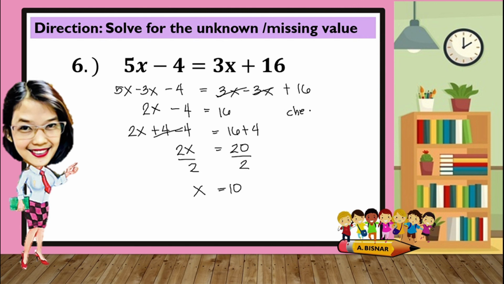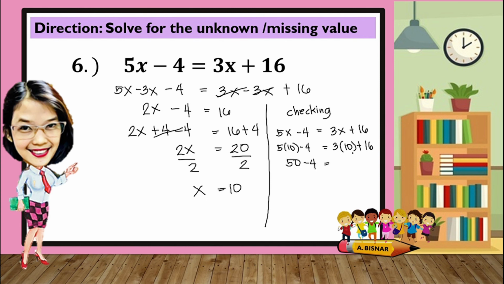For checking, we have here 5x minus 4 is equal to 3x plus 16. The value of x is 10. So 5 times 10 minus 4 is equal to 3 times 10 plus 16. 5 times 10 is 50 minus 4. 3 times 10 is 30 plus 16. 50 minus 4 is equivalent to 46. 30 plus 16 is equivalent to 46. And as you observe, both sides of the equation are equivalent to 46, and therefore your answer is correct.